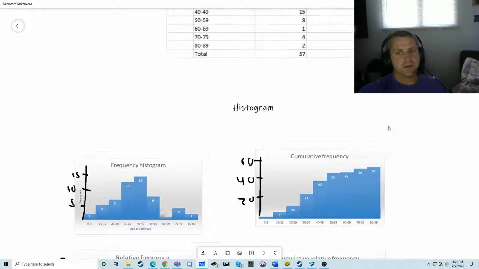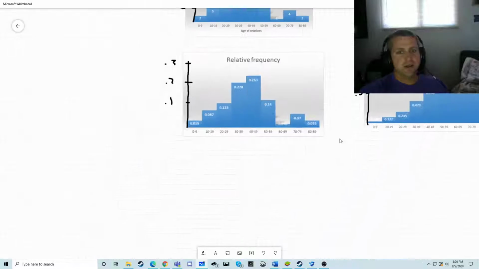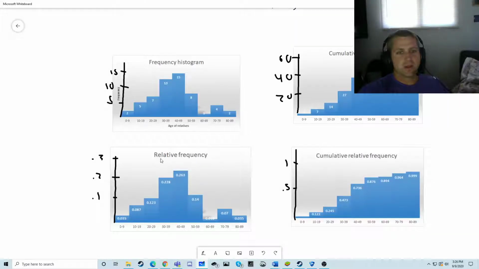A relative frequency histogram, the percents, they actually look almost the same because it's the same percent as the number is. So the proportion 0.035 out of 1 is the same as 2 out of 57. So those two columns are going to be the same size. So they look almost the same size, they're just in percents instead of single numbers.